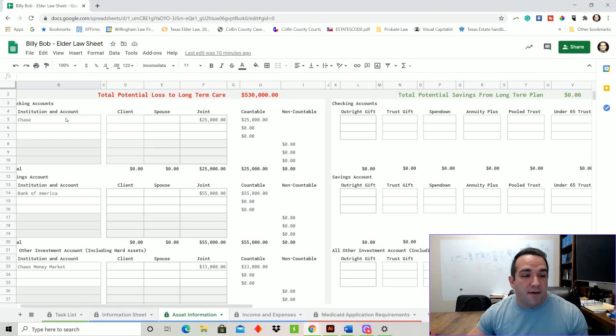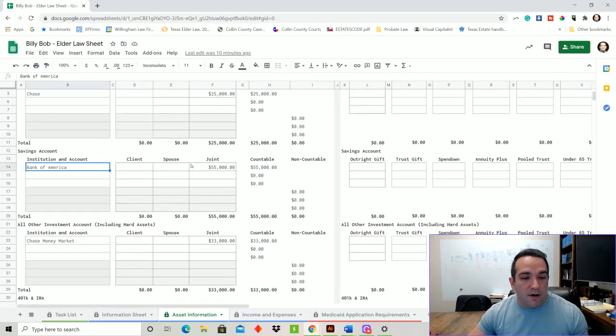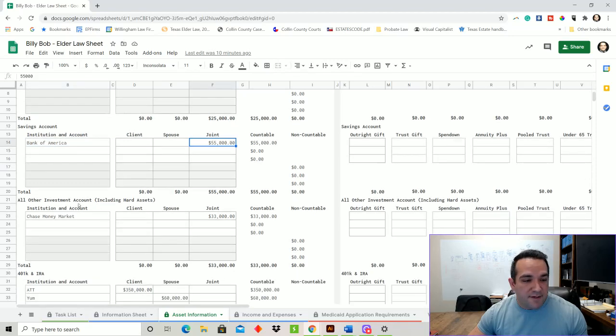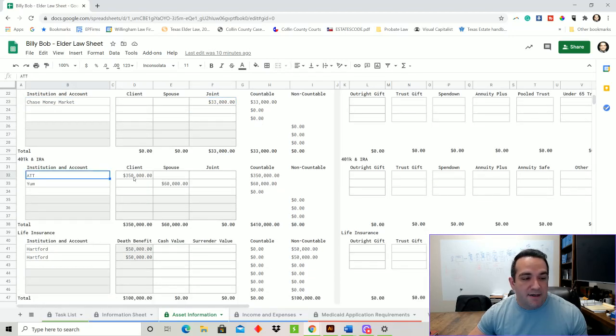So first off, they have Chase Bank. They have a joint account of $25,000. They have Bank of America here. Let me move over. Bank of America, they have $55,000 in a savings account. They have a money market account of $33,000. He has an AT&T IRA of $350,000. She worked for Yum. She has $60,000 in an IRA.